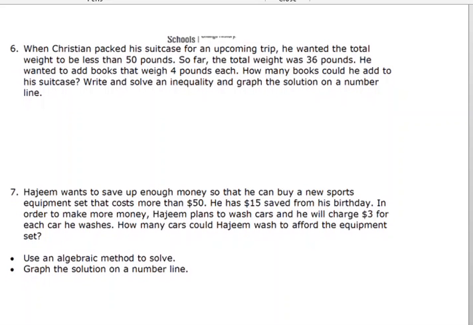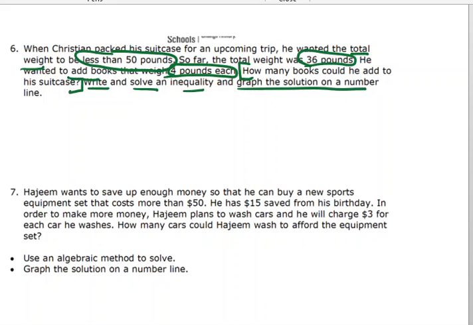When Christian packed his suitcase for an upcoming trip, he wanted the total weight to be less than 50 pounds. So far, the total weight is 36 pounds. He wanted to add books that weigh 4 pounds each. How many books could he add to his suitcase? Write and solve an inequality and graph the solution on a number line.